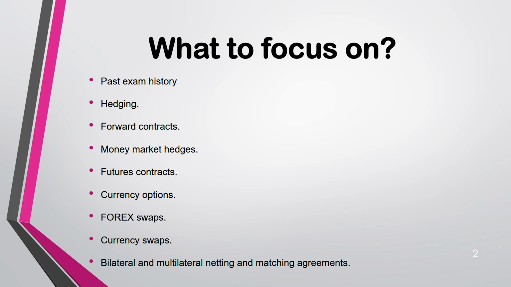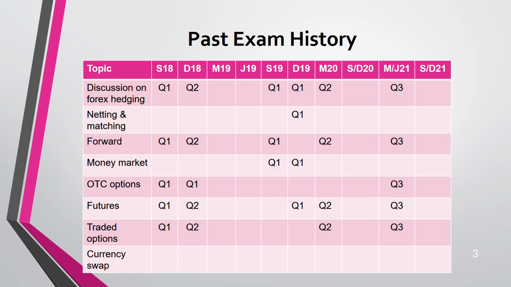So let's start with the past exam history. You will see that it comes mixed. It equally comes in question 1 or 2 or 3, but mostly it comes in question number 1. In September 18 it was in question 1, and in December it came in question 1 as well as 2. You can see the frequency of it appearing: it comes in almost all the exams. So now you can understand how important this topic is.